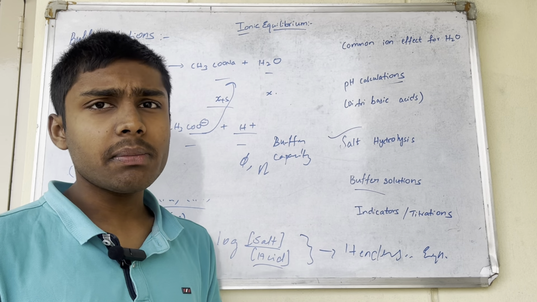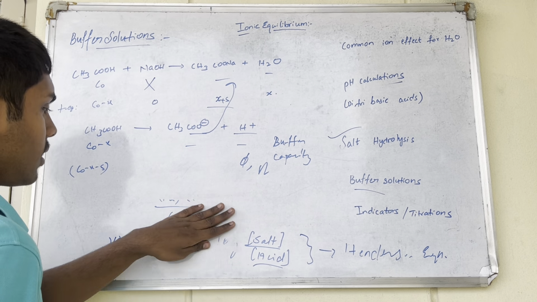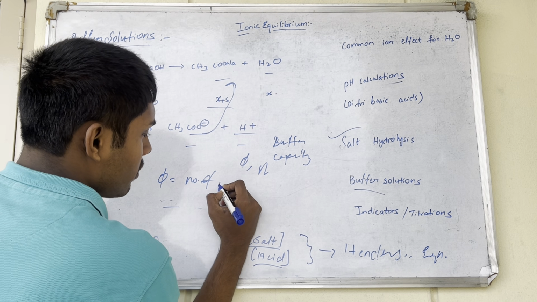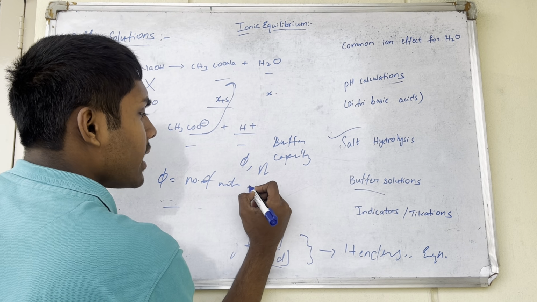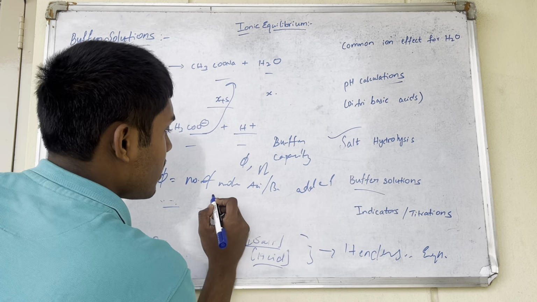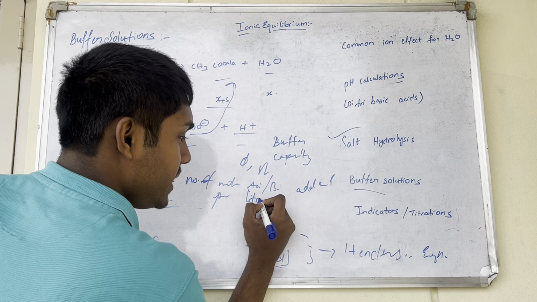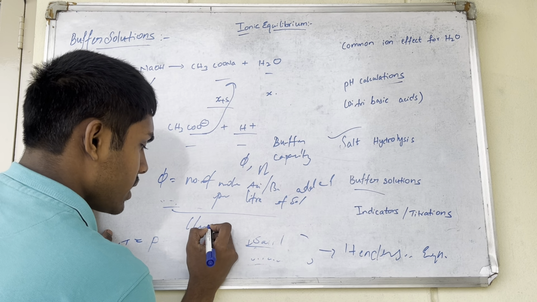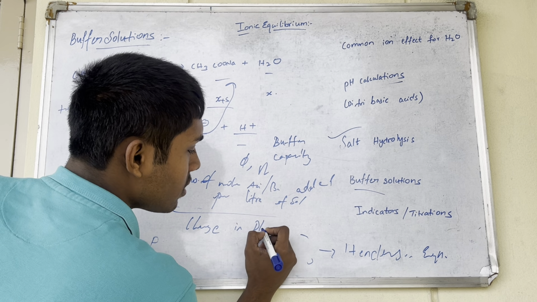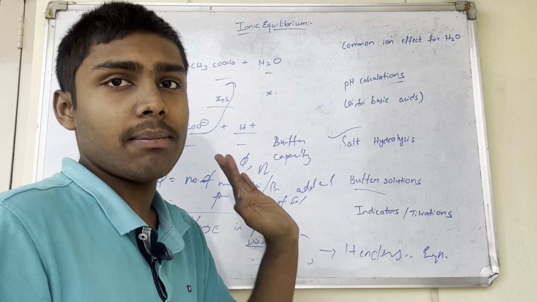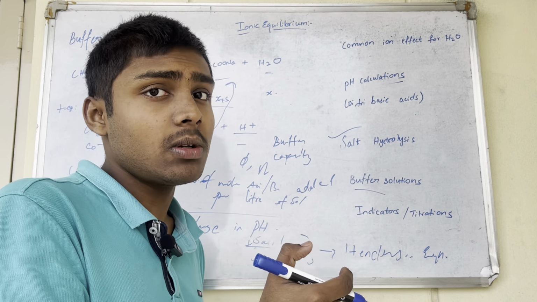Generally, we take the change by unit change in pH of the solution. So now phi is equal to the number of moles of acid or base added per liter of the solution, divided by the change in pH of the solution. This is the formula for buffer capacity. You can directly apply this formula, but remember it's per liter of the solution.